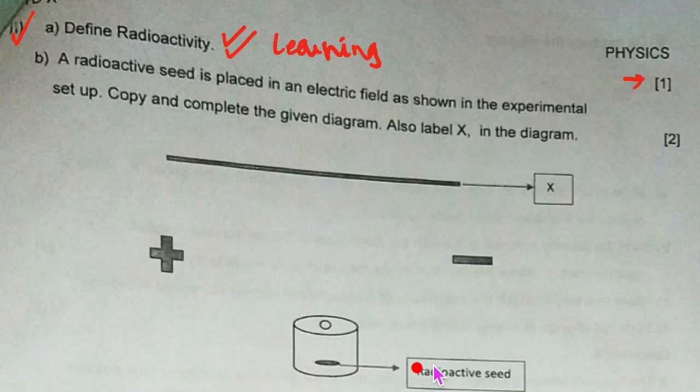So we have to draw this diagram. This is the radioactive seed. This is the narrow opening. You know this is going to be the lead box and there is positive plate here and negative plate here, which means we have electrostatic field, and because of electrostatic field, this is going to give us the separation of alpha, beta and gamma radiations. So this will be the photographic plate. Let us see how we draw the diagram.